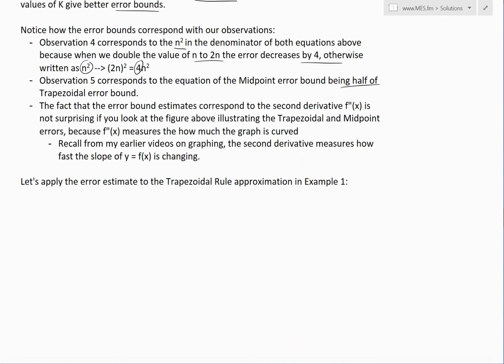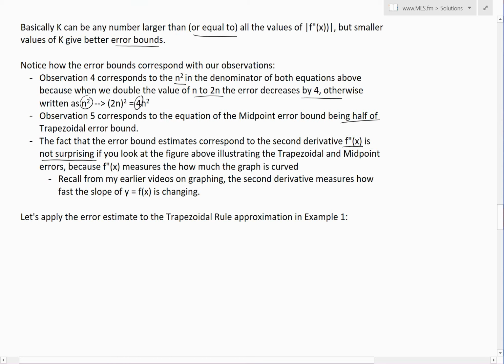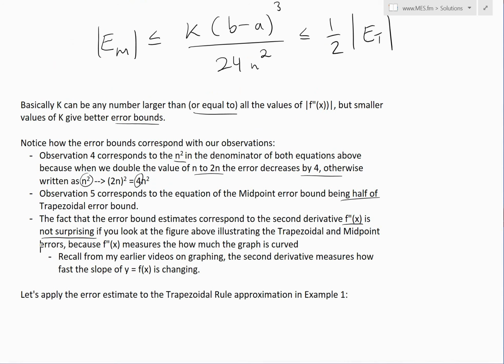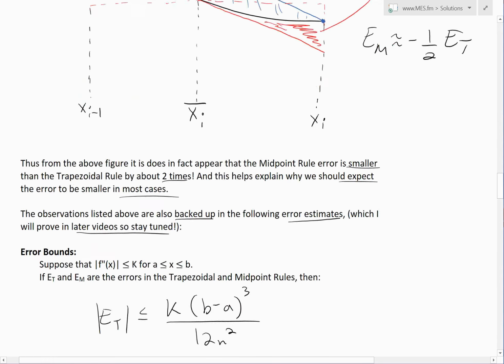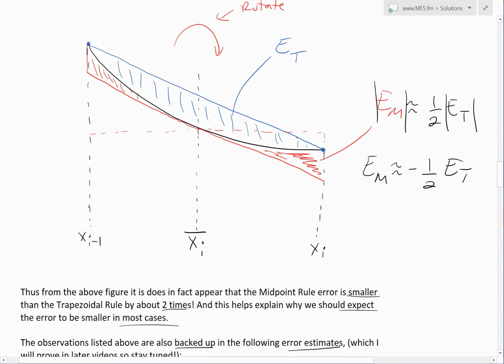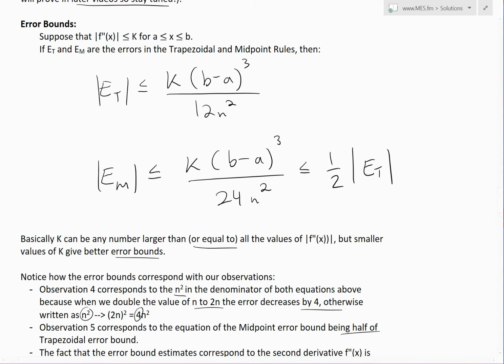Yeah, so that's the observation, this one. And now the fact that the error bound estimates correspond to the second derivative f double prime of x is not surprising, because if you look at the figure above illustrating the trapezoidal and midpoint errors, the more it curves, the bigger the errors you're going to have.